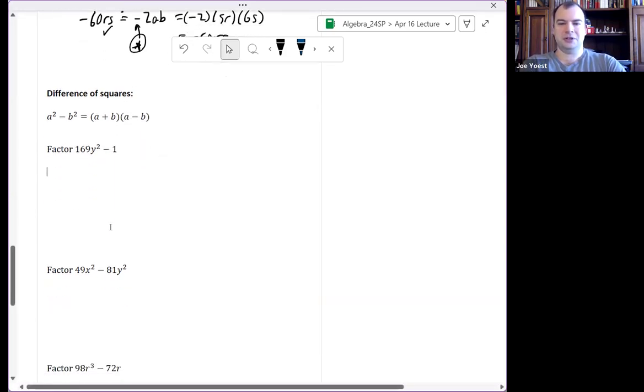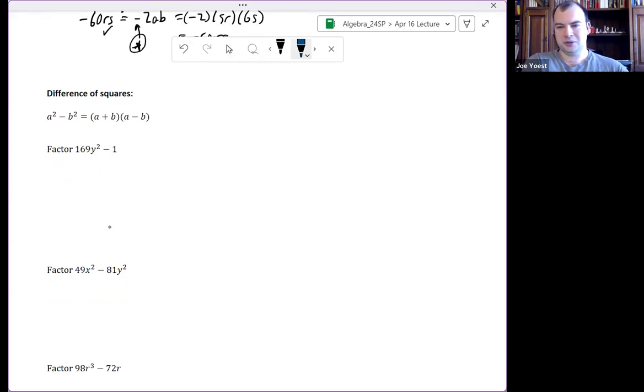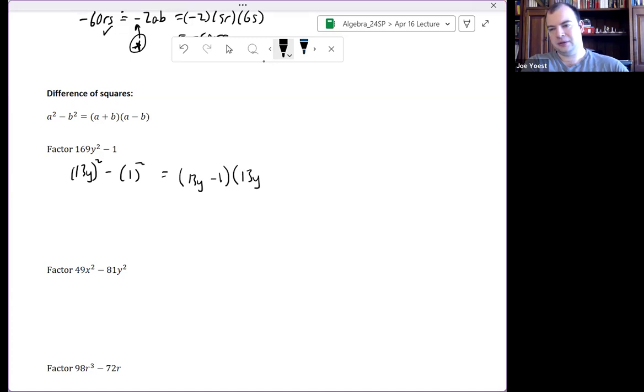If I look, for instance, at something like 169y squared minus 1, this is 13y all squared minus, well, 1 is just 1 squared. So 1 is a perfect square. 169y squared is also a perfect square. I see I have a difference of two squares. There's nothing else I need to check here. This is just going to be 13y minus 1 times 13y plus 1.